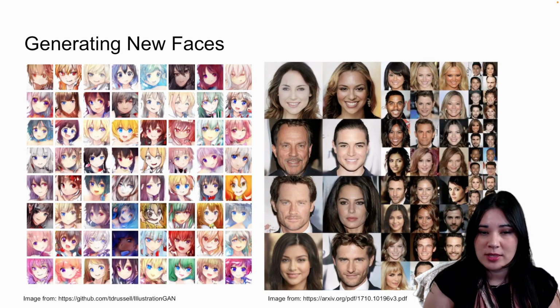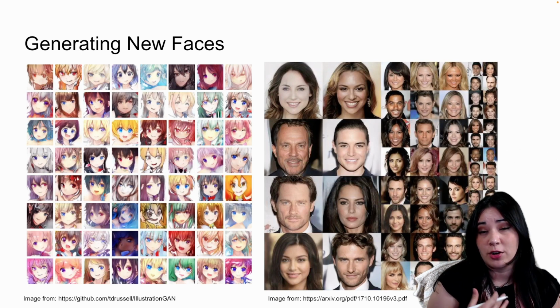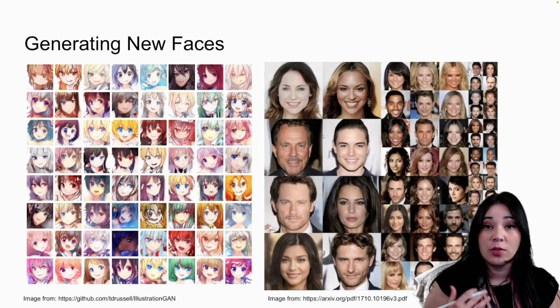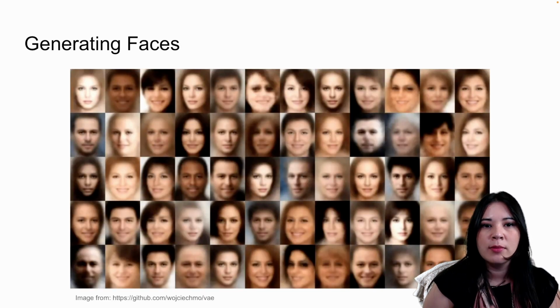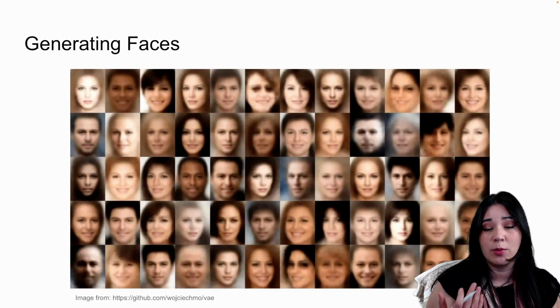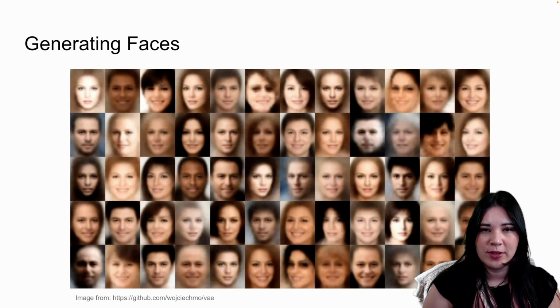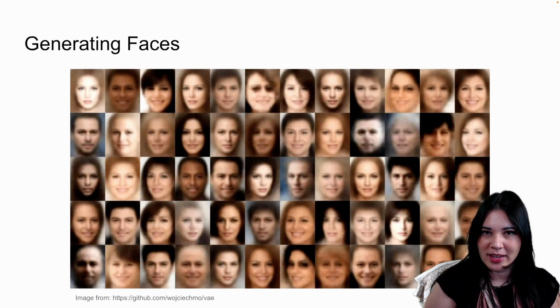On the left, you can see a model that has been trained to generate new anime faces. And on the right-hand side, you can see a model that generates human faces. And there are many types of models that do this, including one like this that creates human faces, although they're a little blurry around the edges.